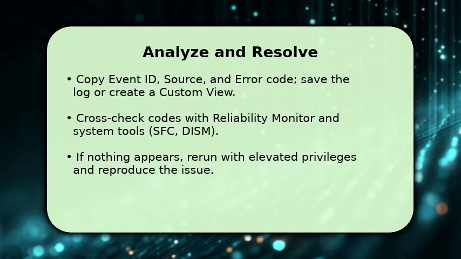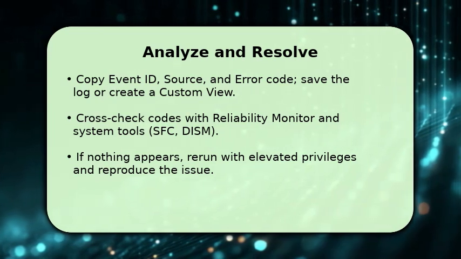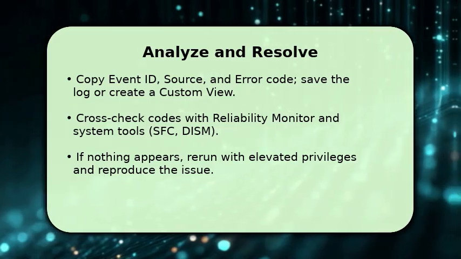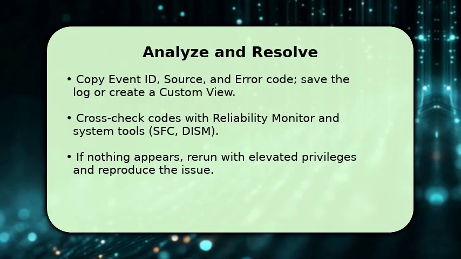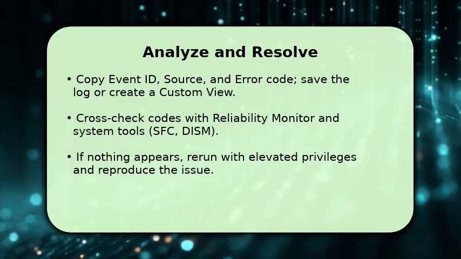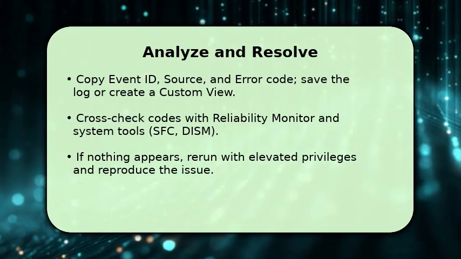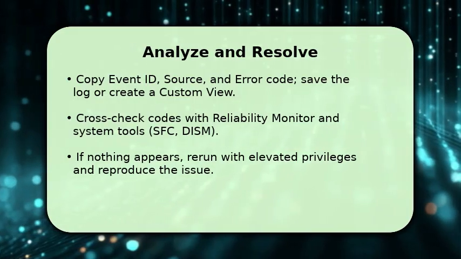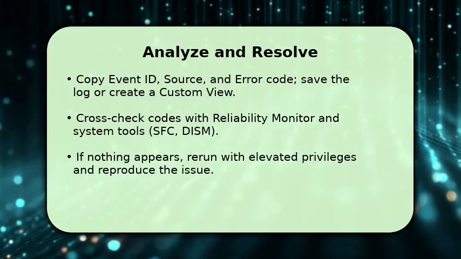Finally, extract the actionable data. Copy the event ID, source, and full error text, then save the record or build a custom view for repeated monitoring. Next, correlate that info with Reliability Monitor and run system checks like SFC /scannow or DISM to repair corrupt files. This explains why the error occurs and how to fix it.